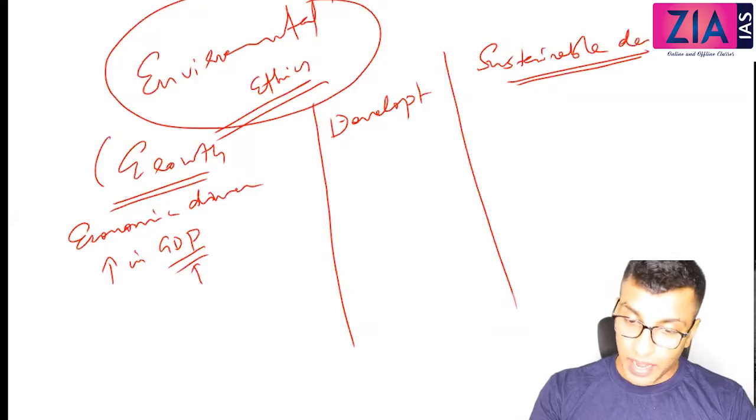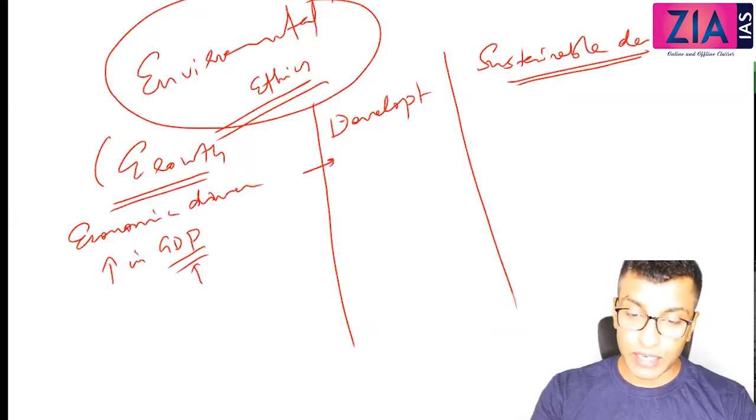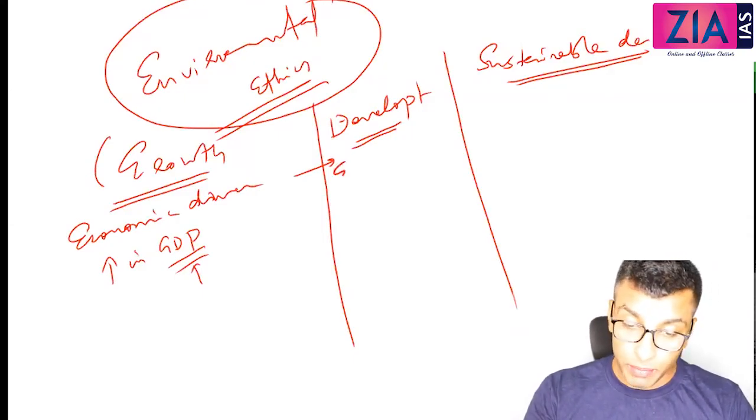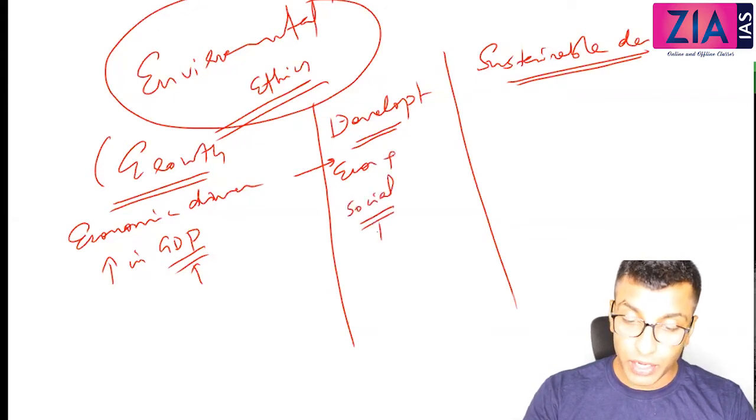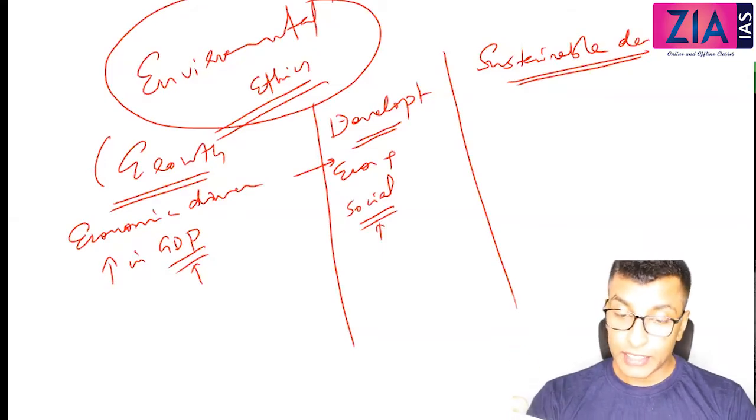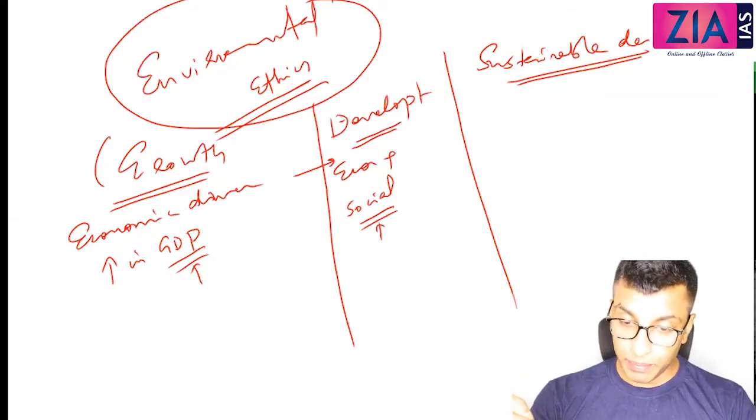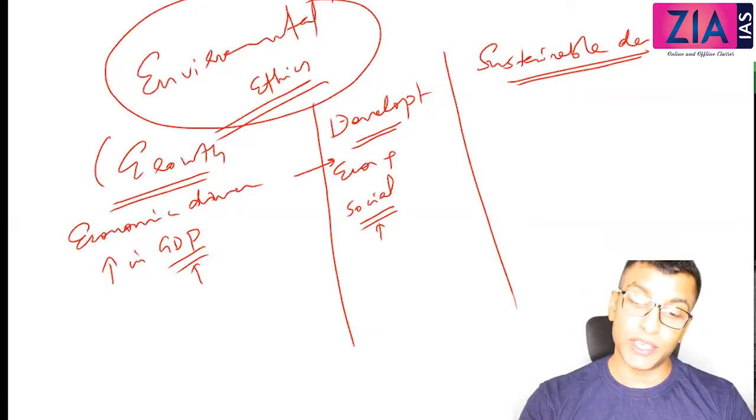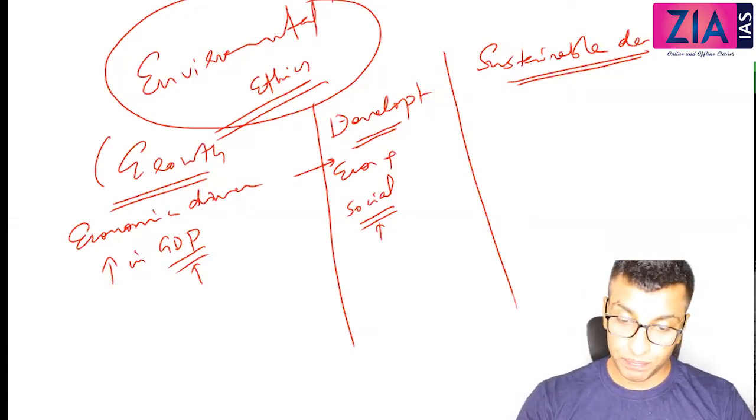Now one more step further when it comes to development. What is the extra dimension added? Along with the economic dimension, the social aspect also comes into the picture. So growth plus the social objective, that's what development is.